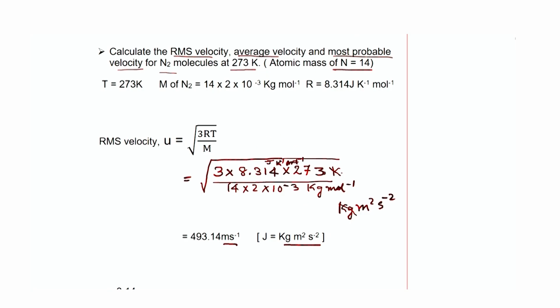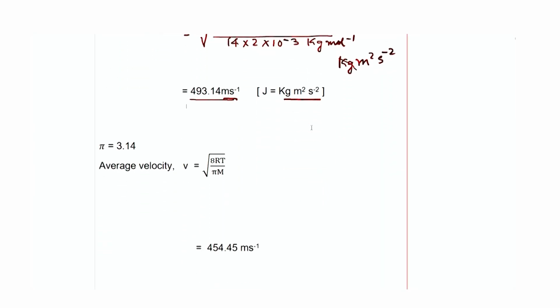And when we solve this, the answer is 493.14 meters per second. Just imagine what the speed is. So many meters. They are traveling such a huge distance per second, that is of a nitrogen molecule. This is the RMS velocity.